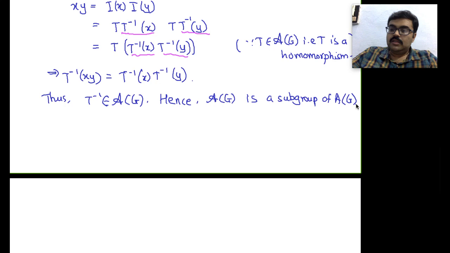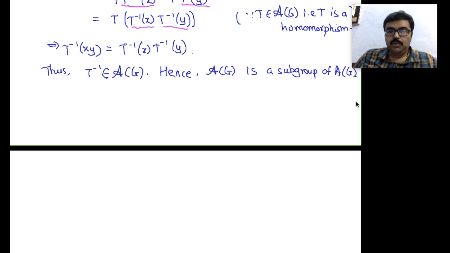So it is a group. To show that it is a group, we have shown that we know already automorphisms are one-one and onto, and we use the fact that the set of all one-one and onto functions from any set S to itself is a group. Here instead of S, we are taking G. So that is already a group. We are using that fact, and we have shown that it is a subgroup, and so hence it is a group.